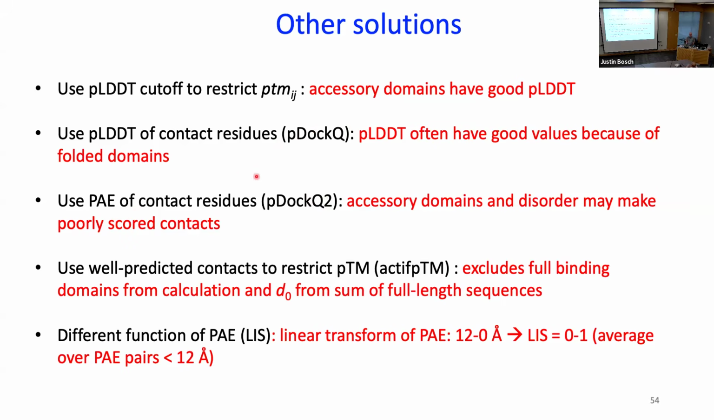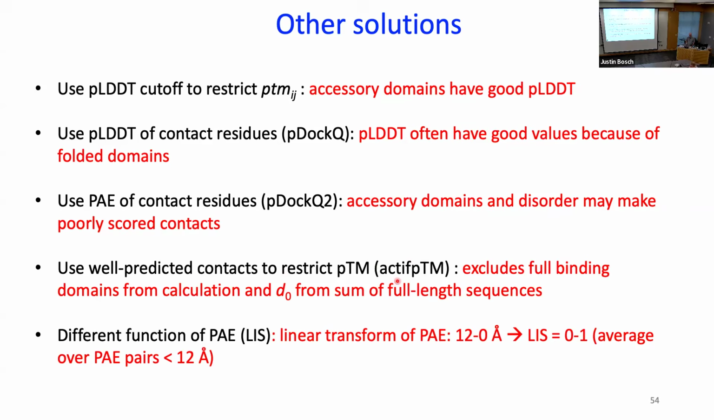pQ2 is a variant of that. Instead, they use the PAEs of all of the residues in the interfaces. Again, there's a lot of contacts between two proteins, multi-domain proteins, that'll score really poorly on the PAE chart and shouldn't be part of the evaluation of how the two proteins interact together. So pQ2 will fail for very long proteins with extra domains.